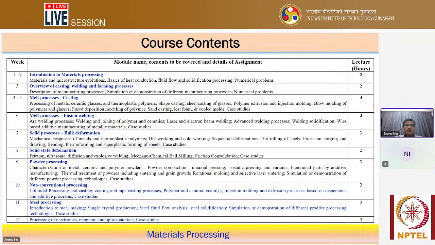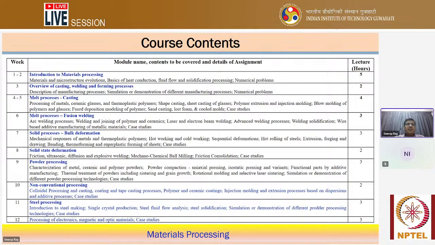Therefore, we focus more on one particular module that is related to steel processing. In steel processing, we'll describe the introduction to steel making, then in what way single crystal production is done, how to understand the flow analysis in the steel industry, and of course the solidification behavior, which is more important in steel processing. That we'll describe in this particular module.